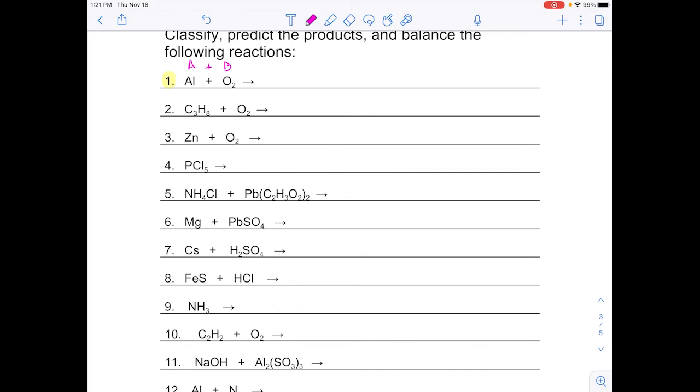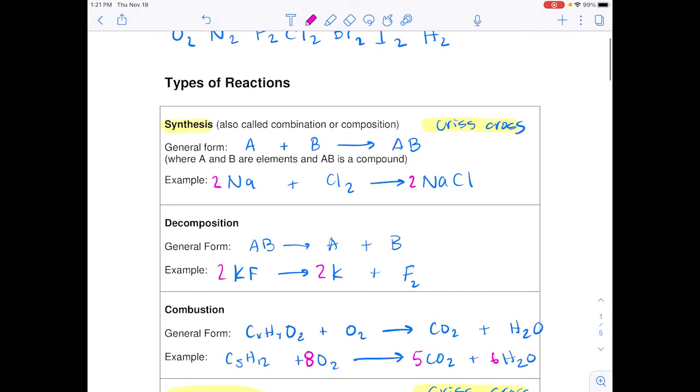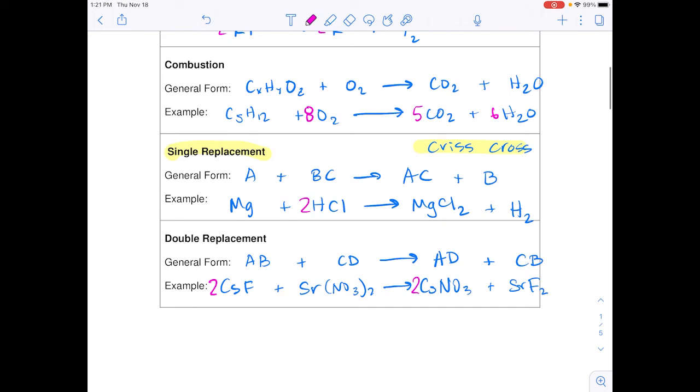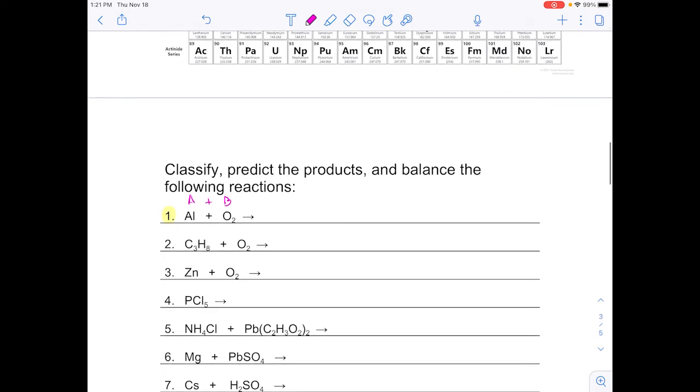Okay, and if you look at that, you say, okay, well, what does this look like? An A plus a B, and if you scroll back up to the top here, you'll see A plus a B looks like a synthesis reaction. And we're going to put those 2 things together. Oh my gosh, I forgot my highlight. So bad at this. Highlight double replacement, because double replacement, of course, is a crisscross reaction. Oh, it gets pink. So back to this one. It's going to be just putting these 2 things together.